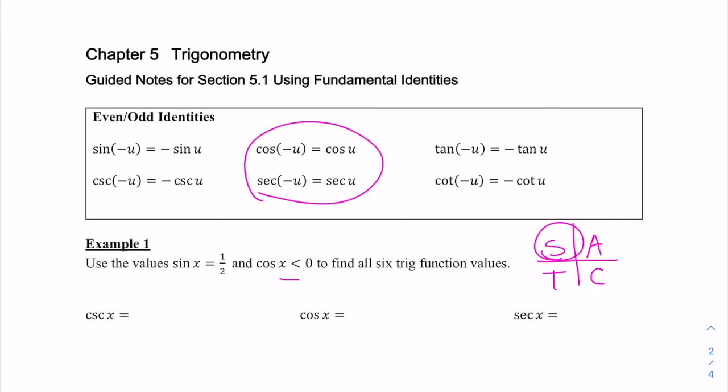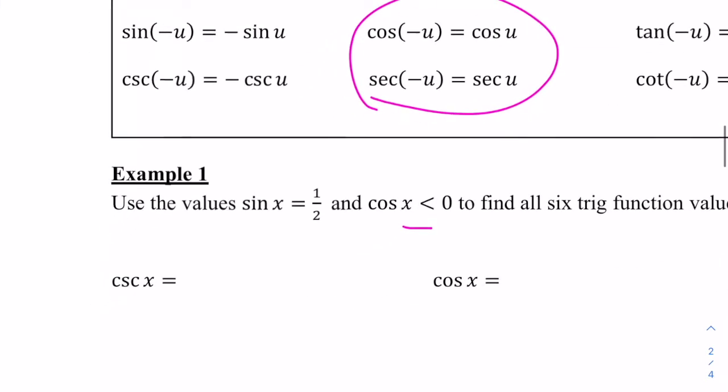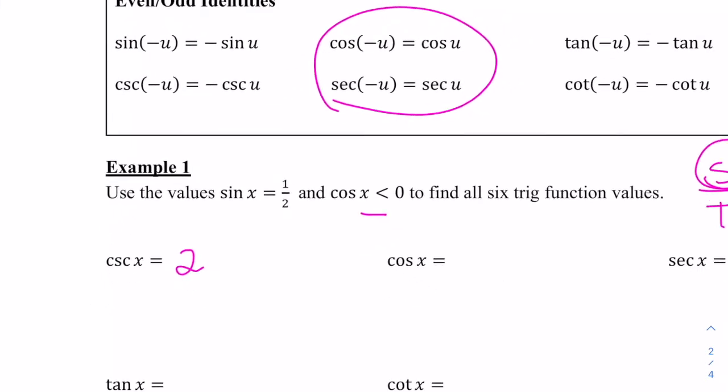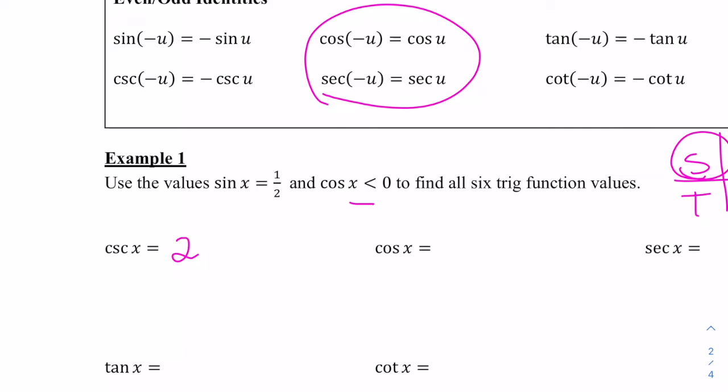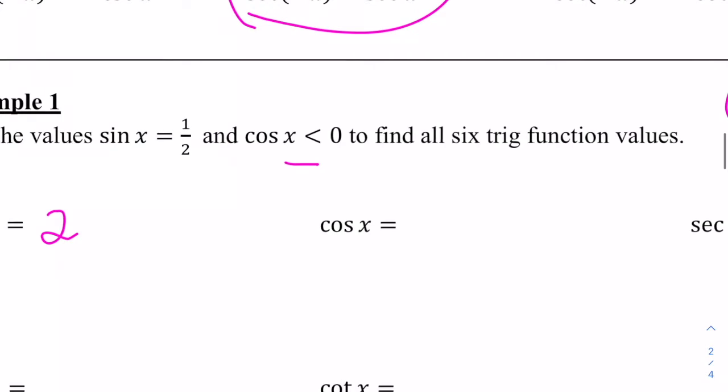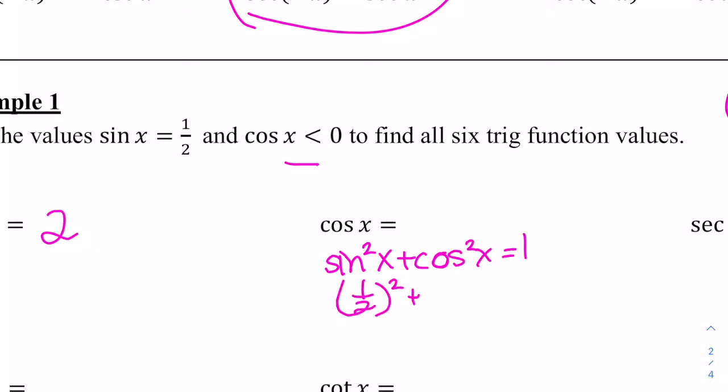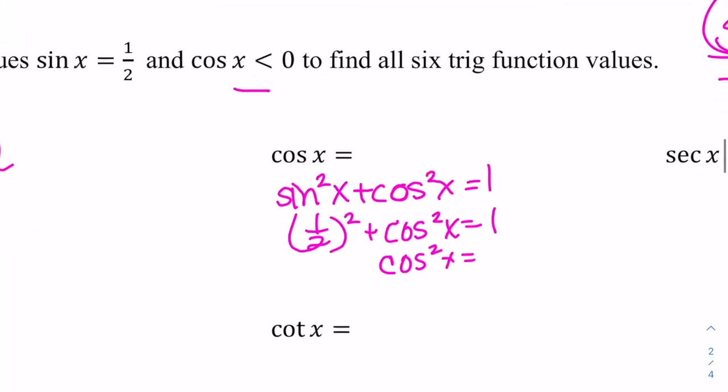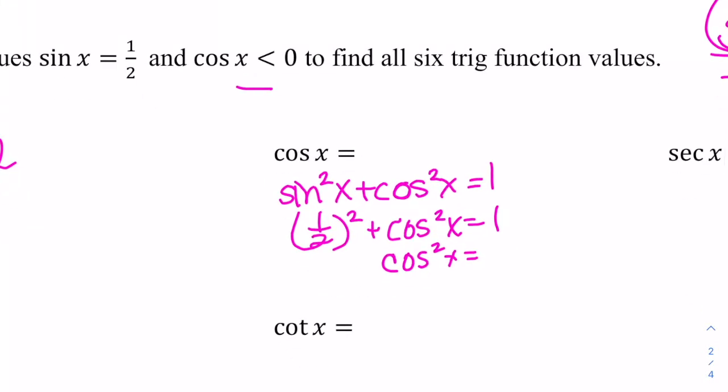So we know that the reciprocal of sine is cosecant, so this will just be 2 if sine was equal to 1/2. For cosine, we can use the Pythagorean identity. So we know that sine squared plus cosine squared equals 1. And we could just substitute that in. So 1/2 squared plus cosine squared x equals 1. When we subtract that from 1, we'll get 3/4.